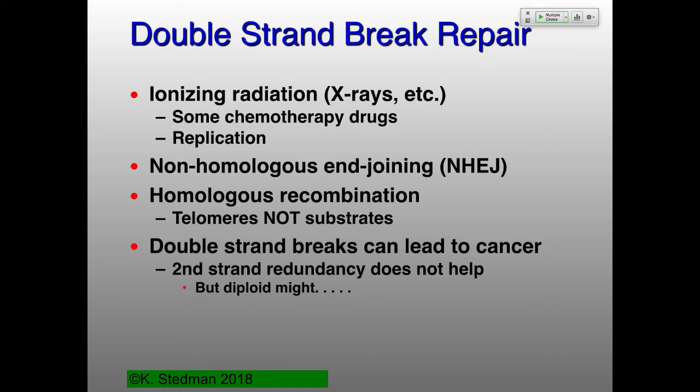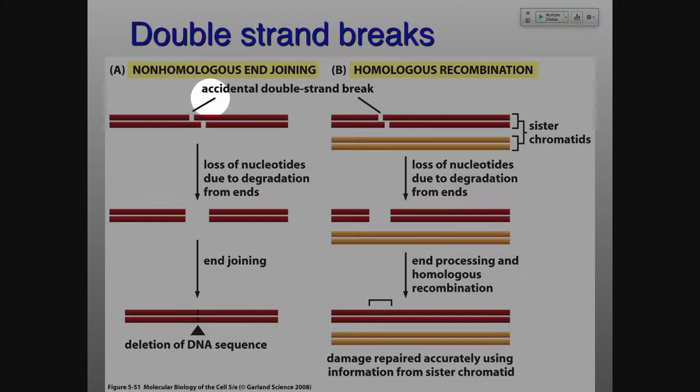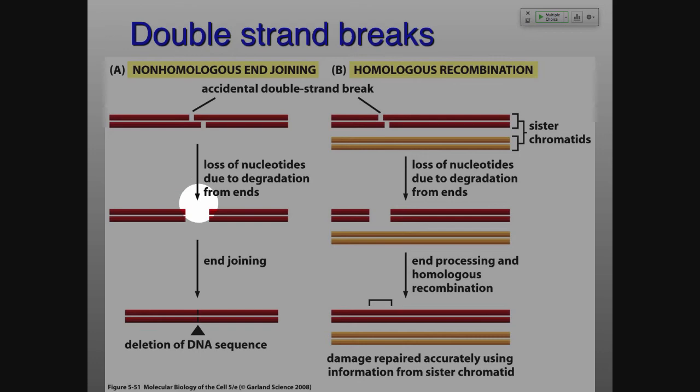So let's look at an overview of what these things look like. Non-homologous end joining, again, the quick and dirty mechanism. You have a double-stranded break that happens. What happens in non-homologous end joining? These ends get chewed up. You end up with blunt ends, again, with no overhang, and these ends get smashed back together. Again, it's quick, but it's dirty, because you end up losing some nucleotides in this process.